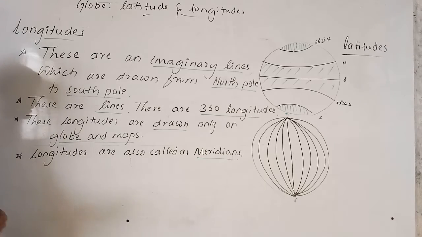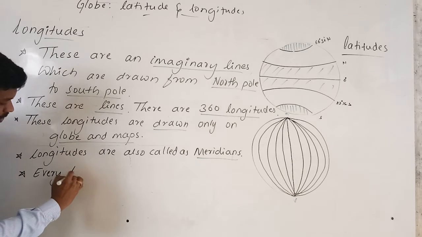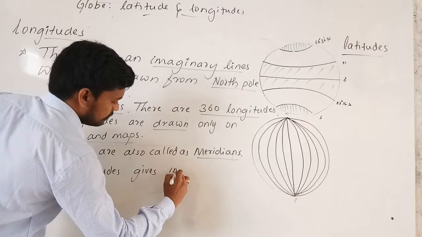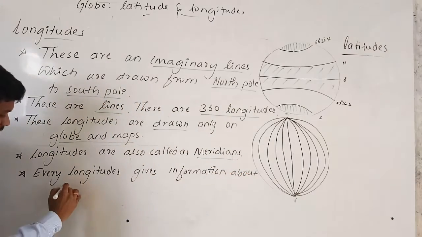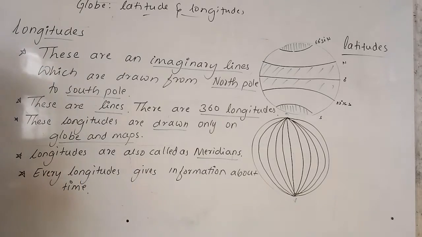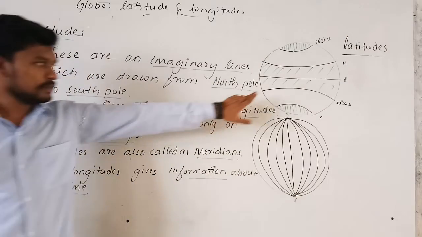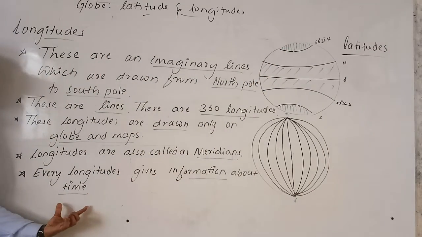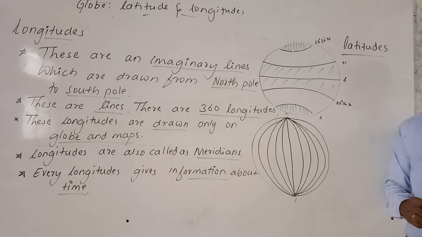And this longitude gives information about time. Every longitude records information about time. It's very important, just as latitude gives information about change in temperature, as we discussed. Here, every longitude gives information about change in time. Every longitude records time. Write this down.